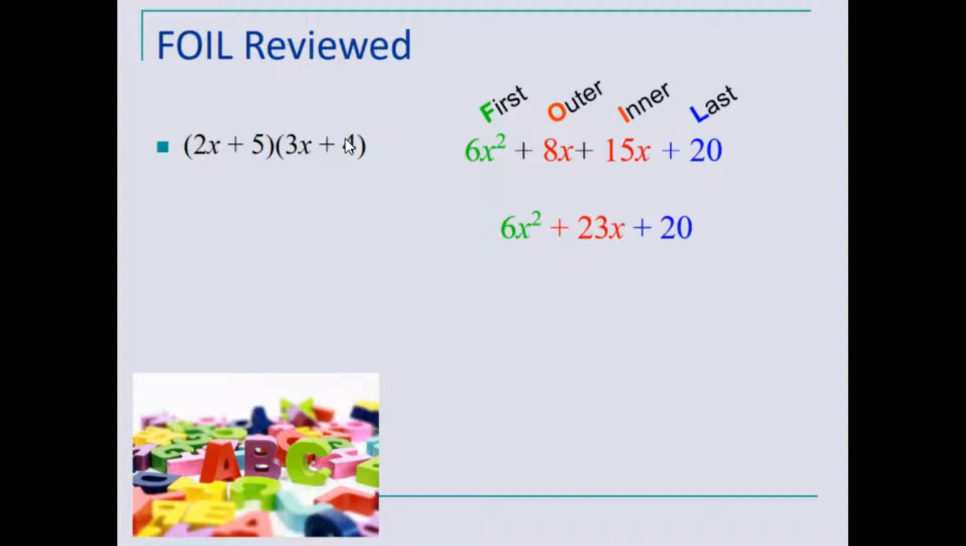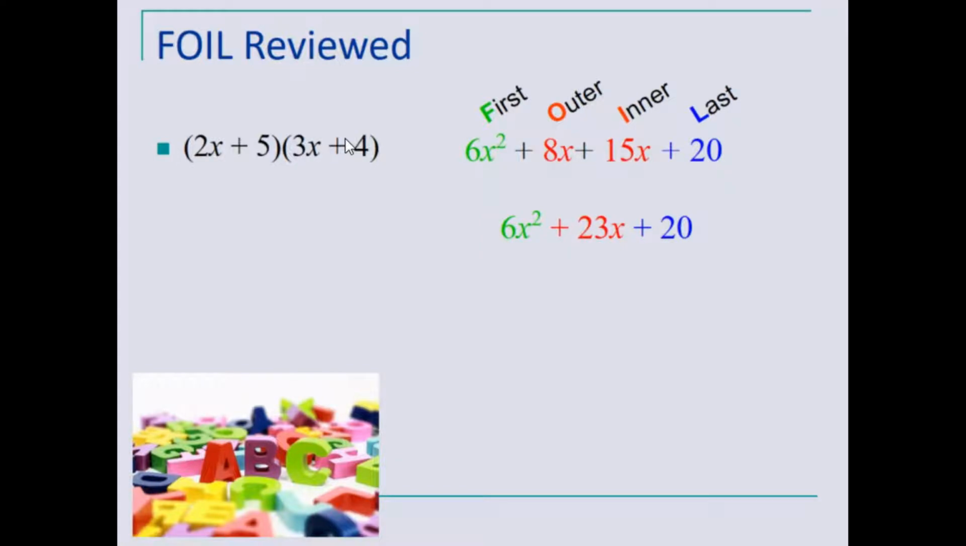Before factoring trinomials of this type, consider the following binomial multiplication using the FOIL method. Notice here we have coefficients on the first terms. Multiplying the first terms, we get a 6x squared. Multiplying the outer terms, we get an 8x. Inner terms, 15x. And last terms gives us 20. Simplifying, we have the following trinomial.